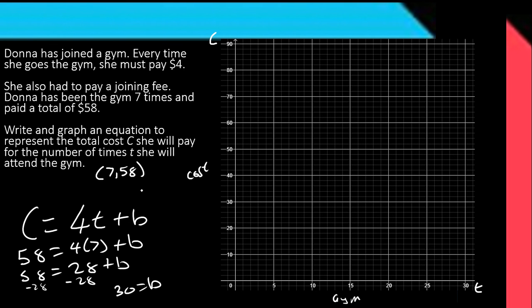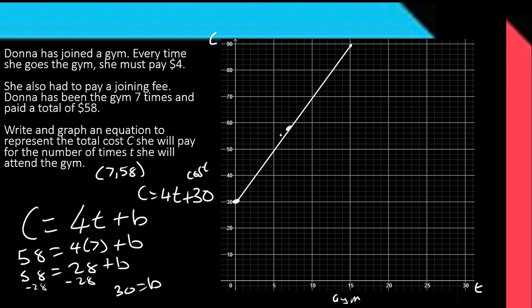So my equation is cost is 4 multiplied by the number of times she goes to the gym plus the membership fee that she had to pay at the beginning. So if I graph this, I know that the y-intercept is 30. If I try to do rise over run, it might be a little bit difficult because it goes up in 2s and the scale on the bottom goes up in 1s, so it might confuse people. So why not just plot the other point that they gave us, which is 7 and 58, which is going to be here, and then you can just join the 2 points together.